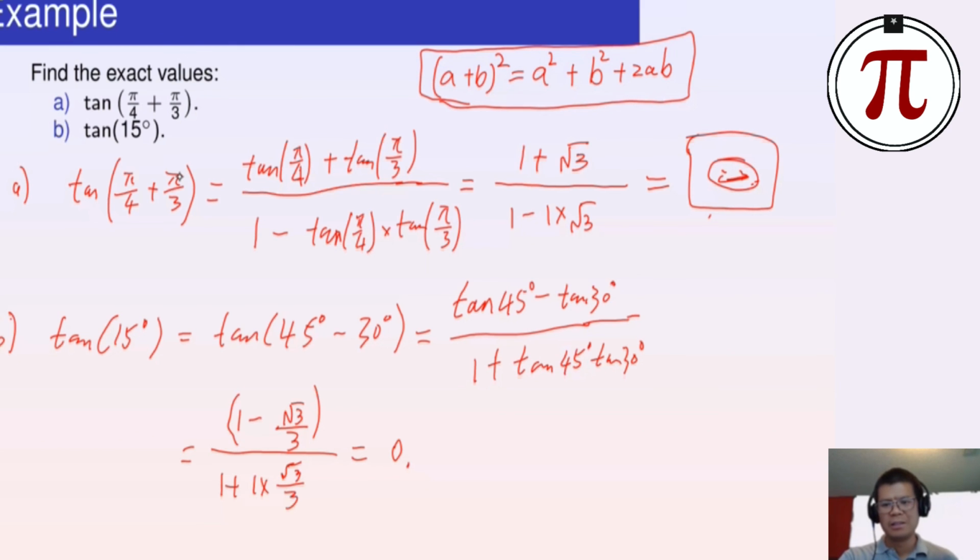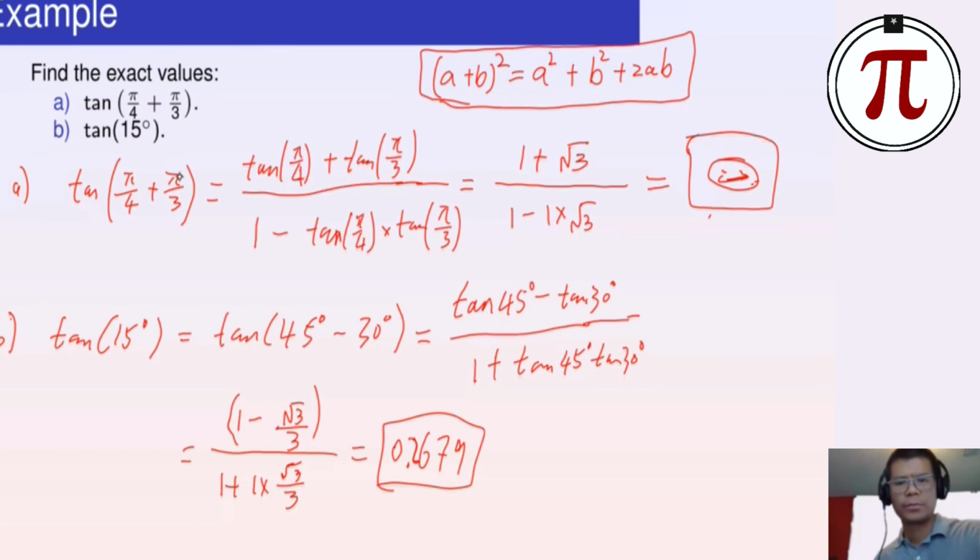I think I may add 1 to my parentheses there, actually. Yeah. So I got 0.2679. Yep, 0.2679. It should be this one. Got this? Okay, very good. Are we good? Mm-hmm. Okay.